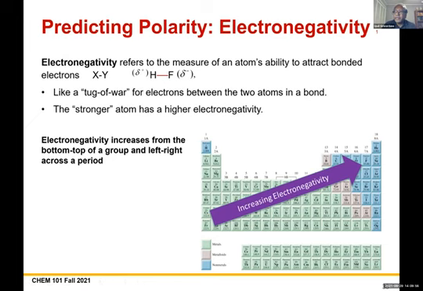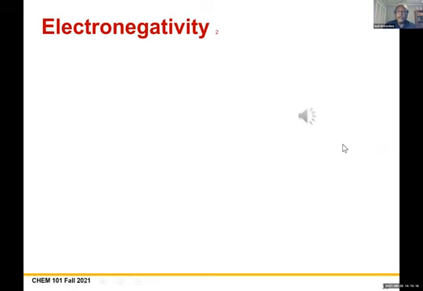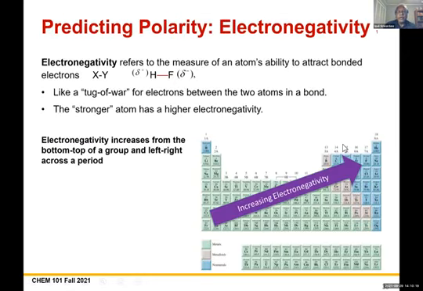Fluorine has the highest electronegativity. Therefore, in this bond, the electronegativity difference is calculated as 4 minus hydrogen. Hydrogen is 2.1. Therefore, it has a polar covalent bond. So you use electronegativity and periodic table trends to predict the polarity of a bond in a molecule. So it's important to know the polarities of bonds in molecular compounds.